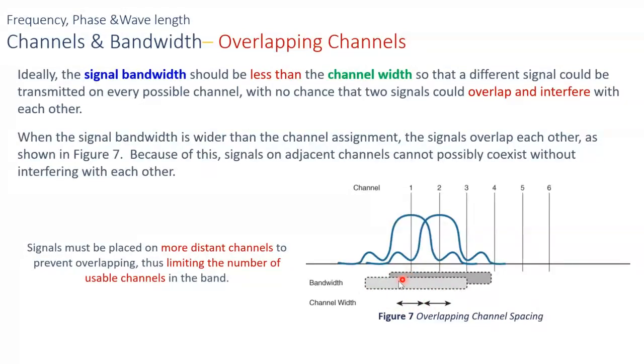Otherwise, if we have a scenario like this, where the bandwidth of signal 1 is higher than the channel width and the bandwidth of signal 2 is higher than the channel width, overlapping will occur between these two signals. So I will have interference. So I need to make sure that the bandwidth of each signal does not exceed the channel width. The bandwidth of signal 1 should be less than the channel width, and the bandwidth of signal 2 should be less than the channel width to avoid overlapping.